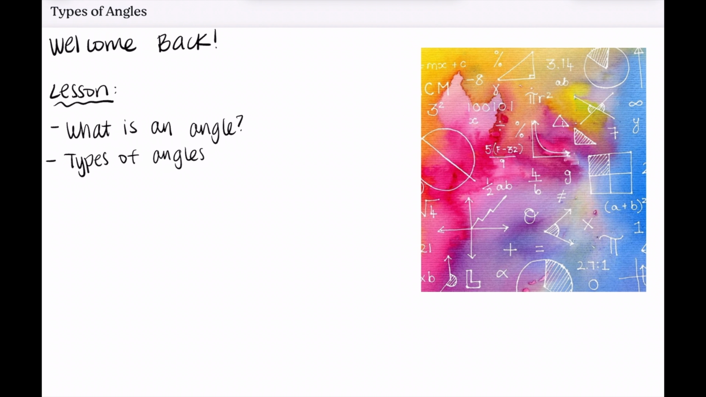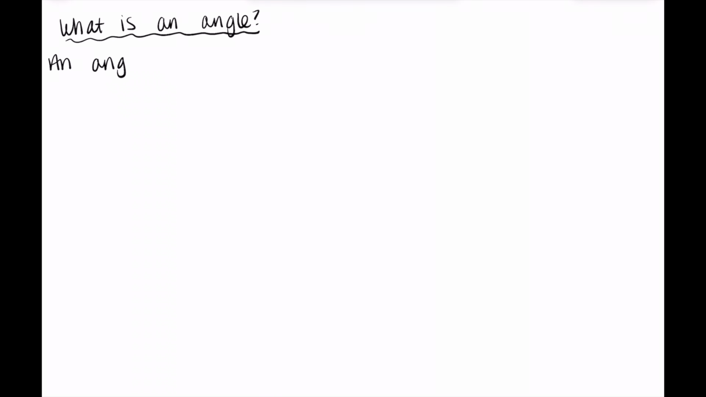But for today's lesson, we are going to go over what is an angle, different types of angles, and as always, we are going to end off with practice. So first off, let's go over and define what an angle even is. An angle is formed by 2 rays that share a common vertex or endpoint.